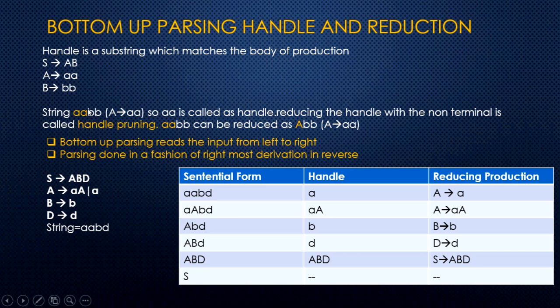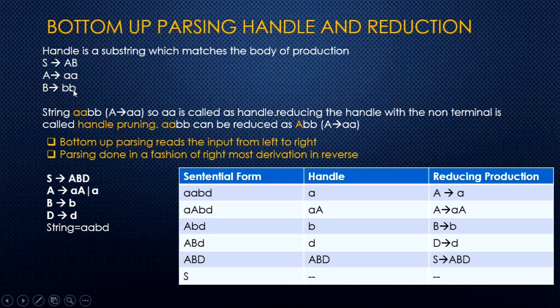Now in this, when I have a string aabb, this small a can be replaced by A, isn't it? So this small a has a production, whereby it can be replaced by capital A. So these small a's are called a handle, and similarly these small b's are also called a handle, because b can also be replaced by capital B. Now reducing the handle with the non-terminal is called handle pruning.